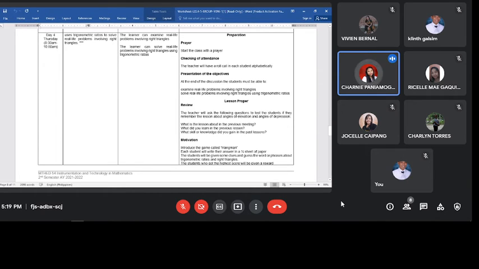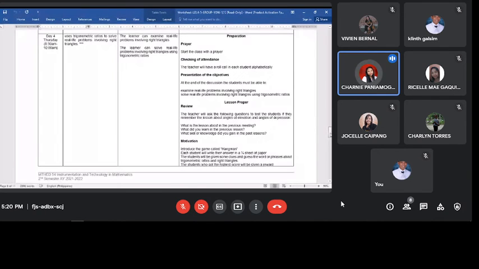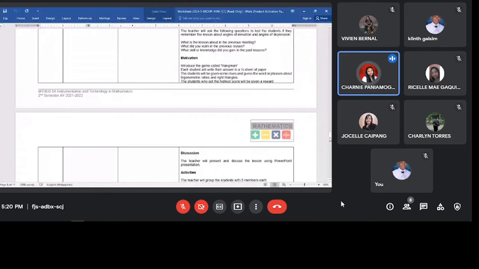For the motivation, the teacher will introduce a game called Hangman. Each student will write their answer on a one-fourth sheet of paper. The students will be given some clues and guess the words or phrases about trigonometric ratios and right triangles. The students who get the highest score will be given a reward.